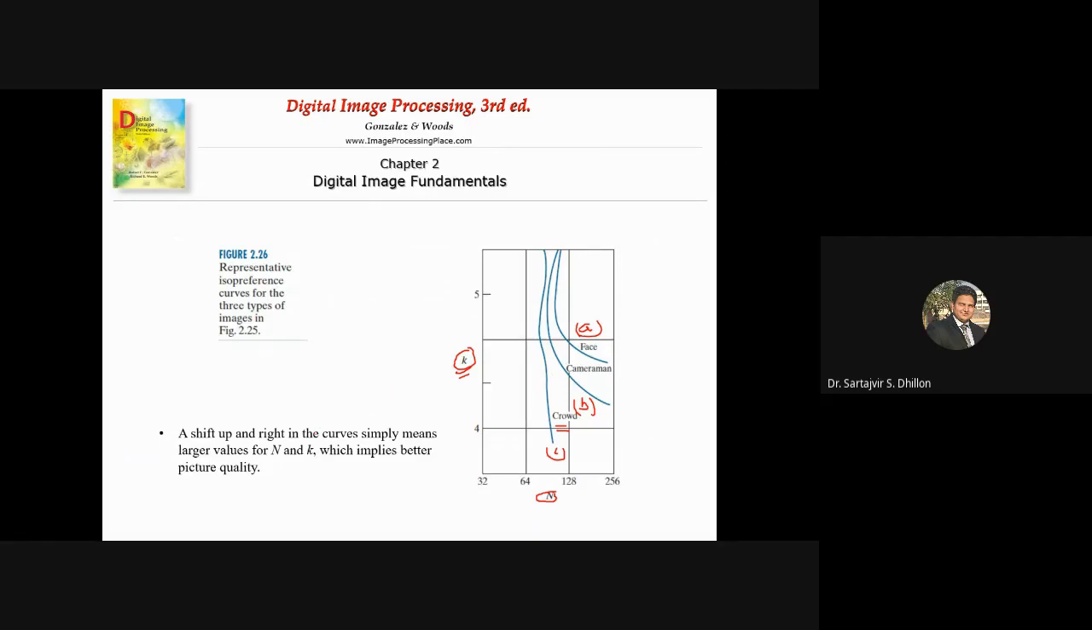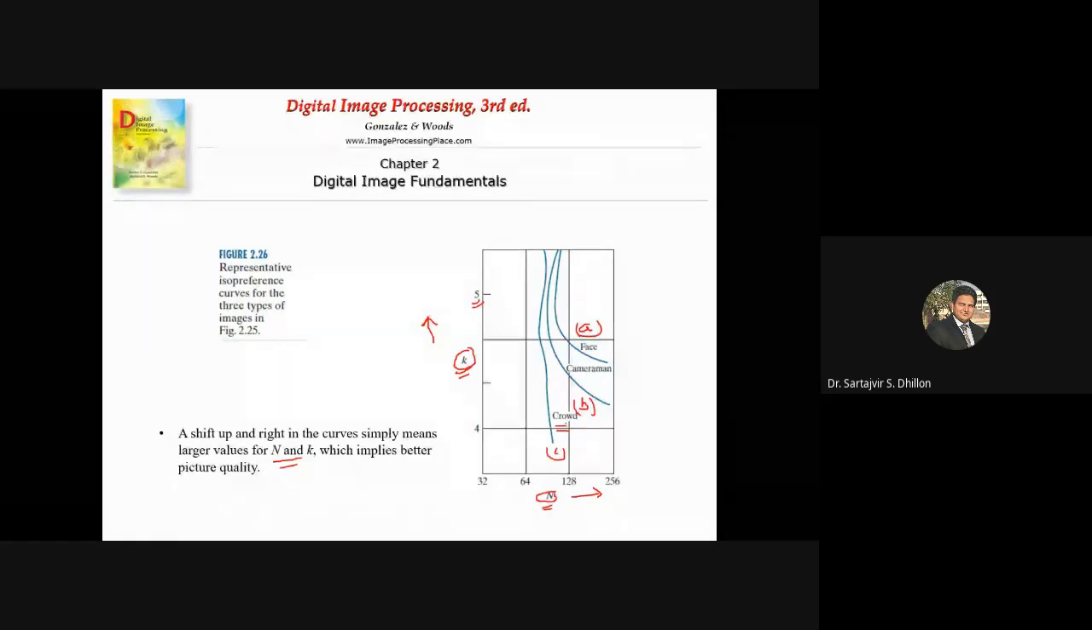And please note that a shift up and right in the curve simply means larger values for N and K. If it is increasing towards the right, then the N value is increasing, and if it is increasing upward, then the K value is increasing, which definitely implies better picture quality. So hopefully you will get this point. This is just a representation of these three figures.